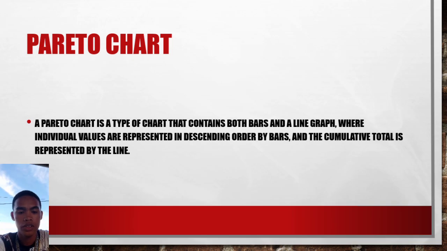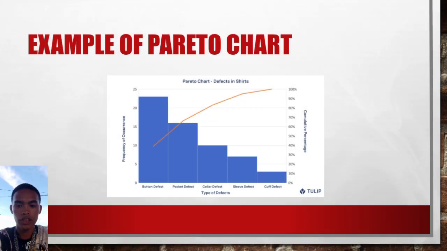Pareto chart. A Pareto chart is a type of chart that contains both bars and a line graph, where individual values are presented in descending order by bars, and a cumulative total is represented by the line. Here is an example of a Pareto chart. Notice the presence of both bars and a line on the Pareto chart.